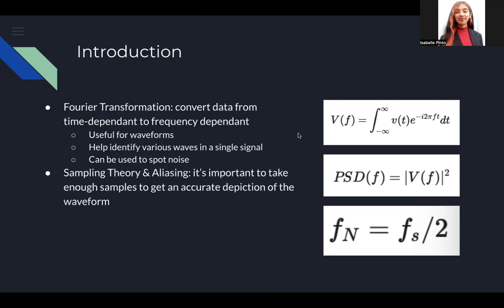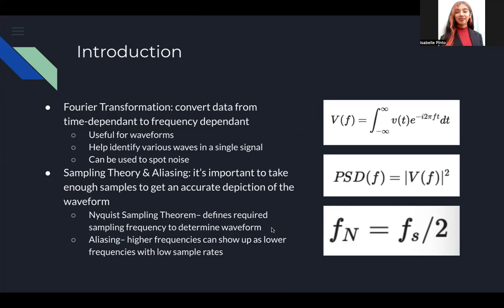Now, sampling theory and aliasing mean that it is very important to take enough samples so that we can get an accurate depiction of the waveform. We can use the Nyquist sampling theorem, which is the bottom equation there, which defines the required sampling frequency to accurately determine a waveform. As for aliasing, this is when higher frequencies show up as lower frequencies with low sample rates. So we want to avoid aliasing and have an accurate depiction of the waveform, which requires a high sample rate and a high number of samples.